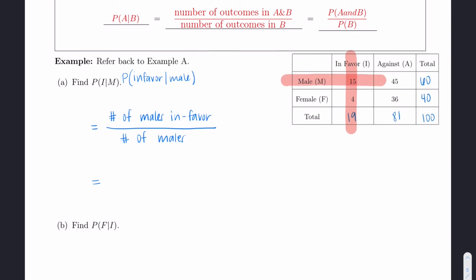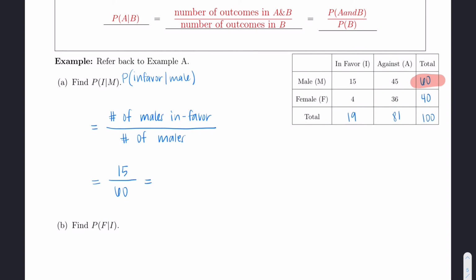I'm going to look at the intersection of these two categories. And so I care about that 15 again. That's how many males are in favor. And rather than dividing it by 100 this time, I'm going to divide it by the total number of males. Not the total number of people, because it's on the condition that the person I'm selecting is already male.